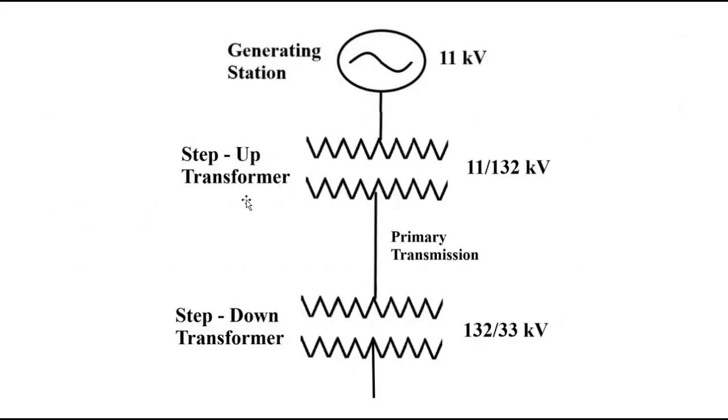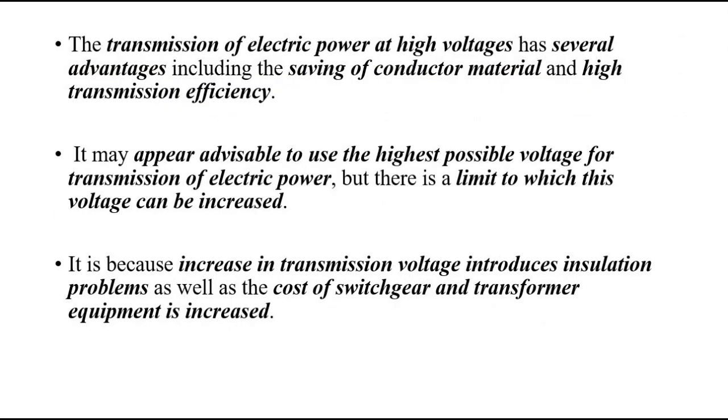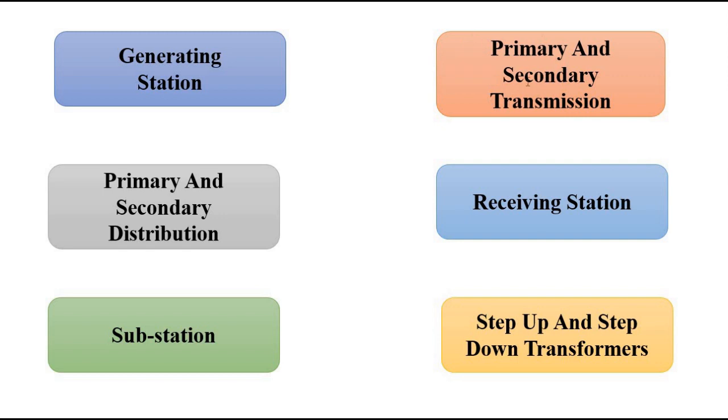This is the straight line diagram which will be used to represent the different systems. So first we have the generating station. The generation voltage is 11 kilovolt. It is stepped up to a value of 132 kilovolt at the generating station itself, and then after it is stepped up to 132 kilovolt, it is transmitted, and this forms the primary transmission, the first part of the transmission.